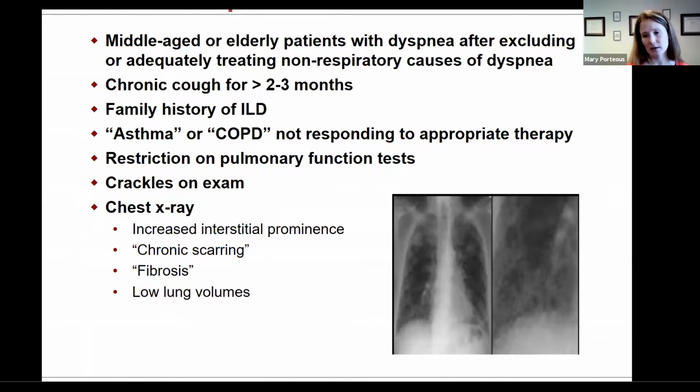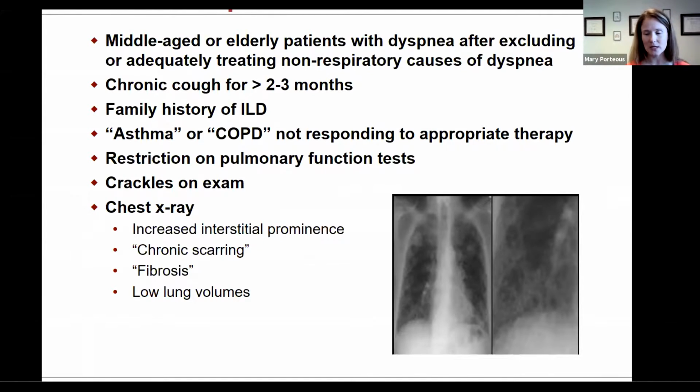And even with a history of the more common causes of shortness of breath, asthma or COPD, if they're not responding to appropriate therapy, at least go back and rethink whether there could be something else going on. If you get pulmonary function tests as part of your evaluation, look for restriction. If you hear any crackles on exam, that we'll talk about. And x-rays are non-specific, unfortunately.